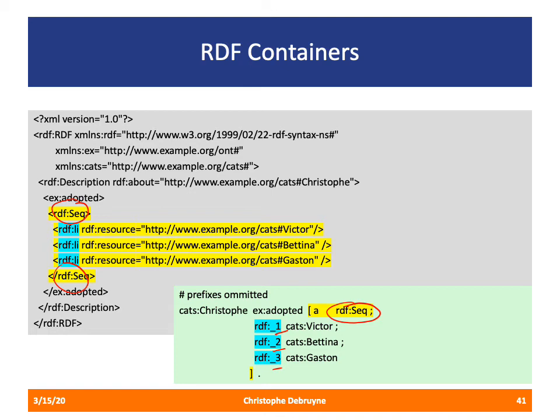Maybe I adopted Victor first, maybe I prefer Victor over Bettina. We don't know yet. The only thing that we are certain of is that Victor is the first element in that container and Bettina is the second.